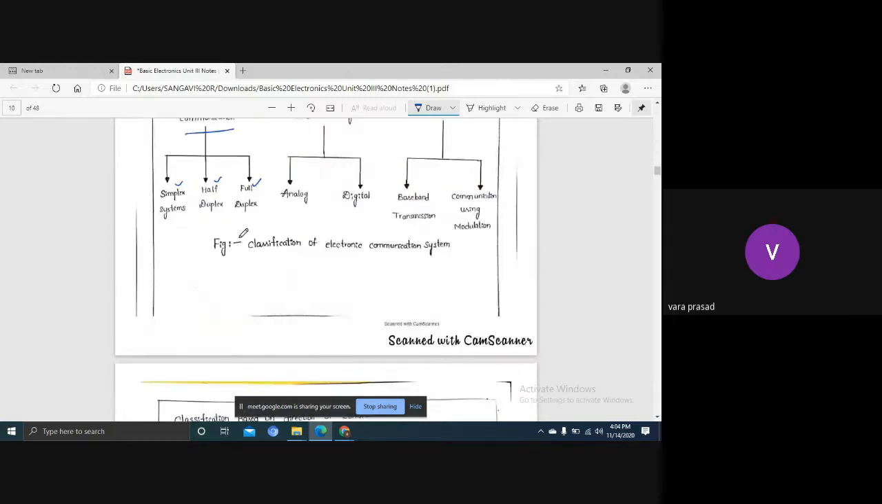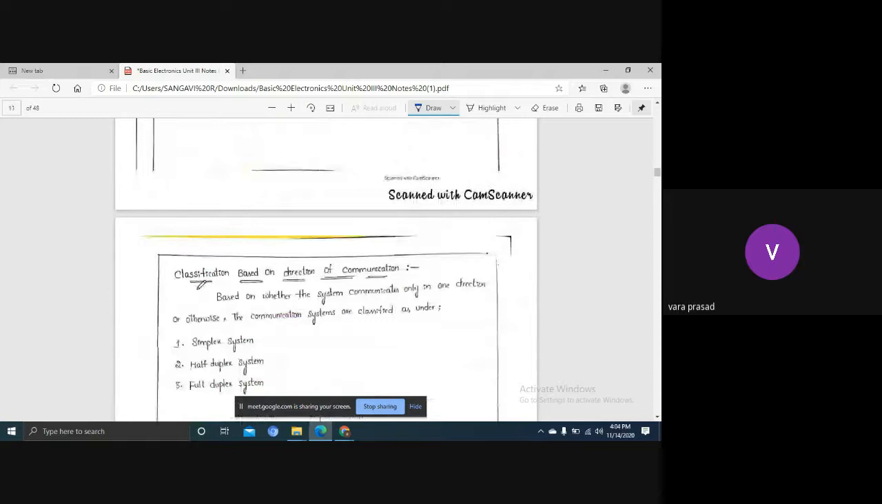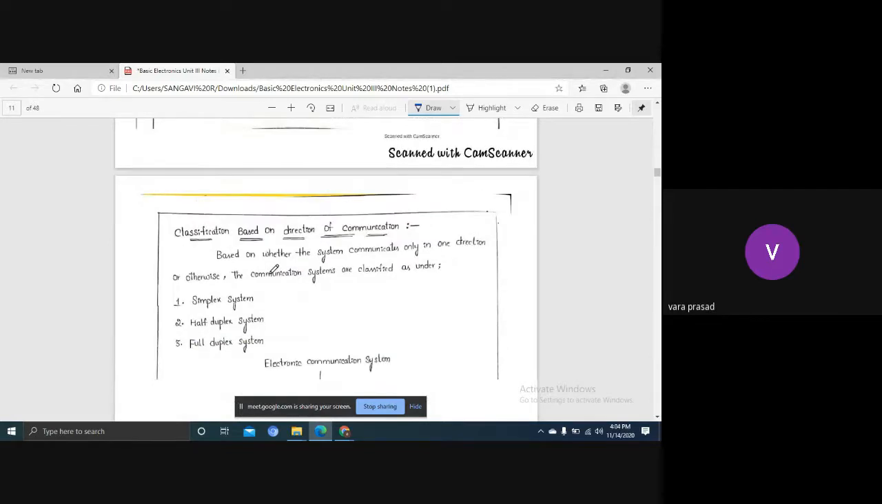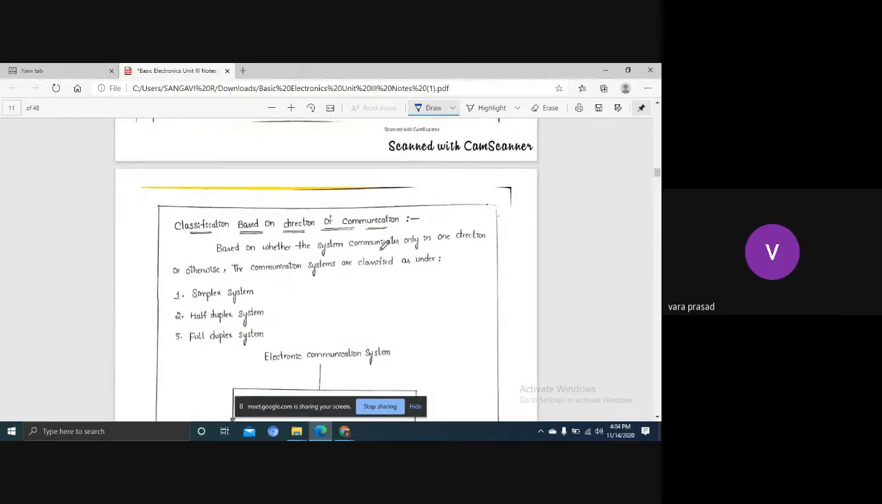In this one, we are going to look at classification based on direction of communication. Direction means unidirectional or bidirectional, based on whether the system communicates only in one direction or otherwise, meaning in two directions. The communication system is classified as a simplex system, half duplex, or full duplex.